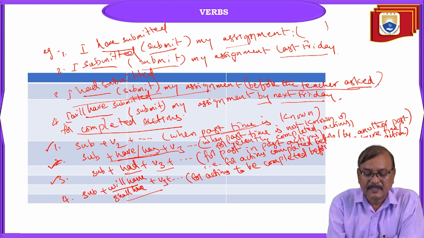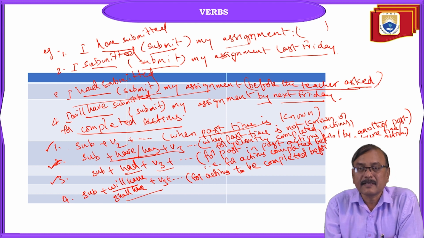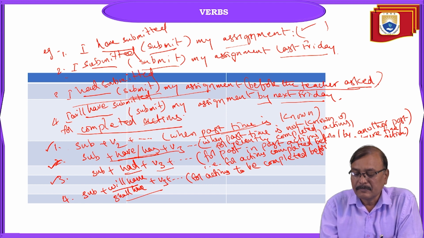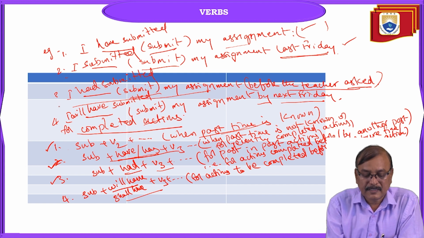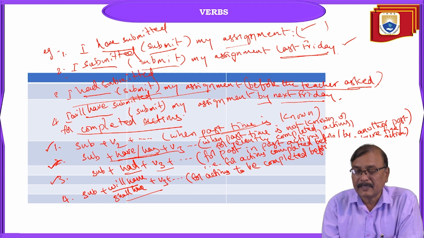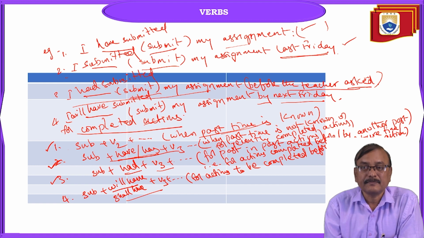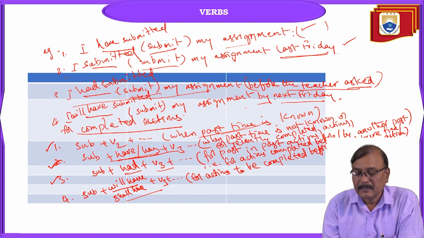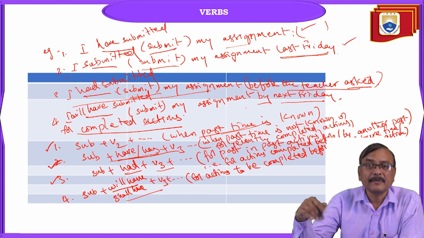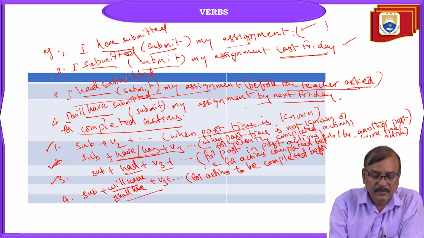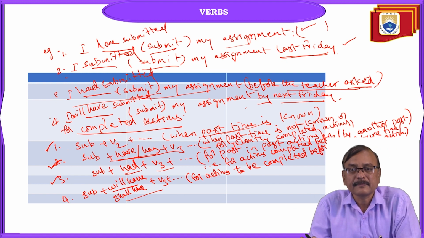See these examples here. In this one, time is not mentioned, so present perfect. In this one, time is mentioned, simple past, V2 form. This is past in past action: before my teacher asked it, so had plus V3 form. Here, I shall have submitted my assignment by next Friday, means going to be completed by next Friday. These are the examples.